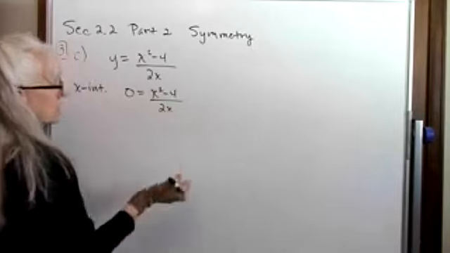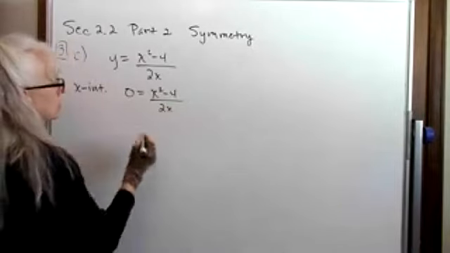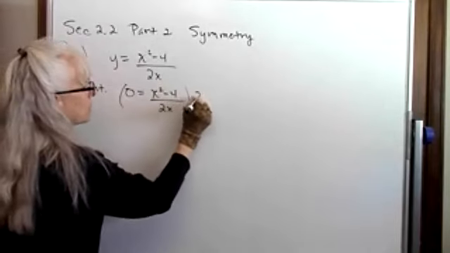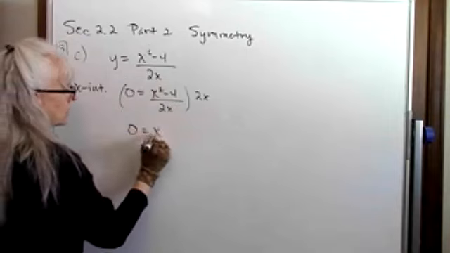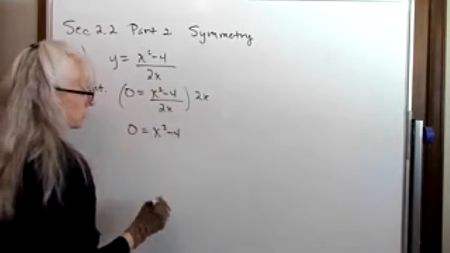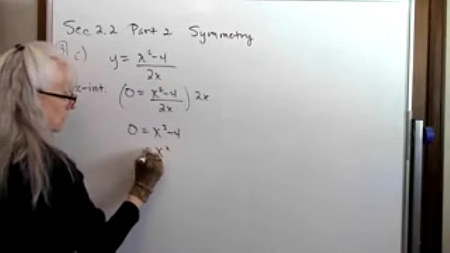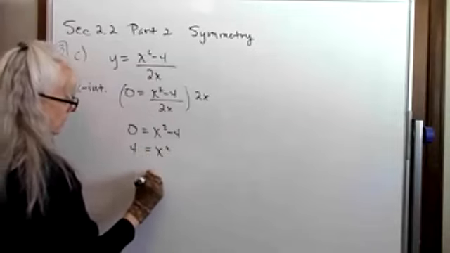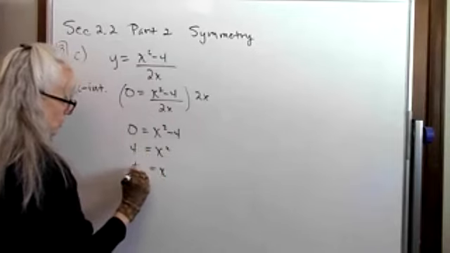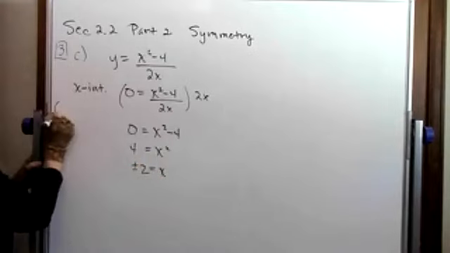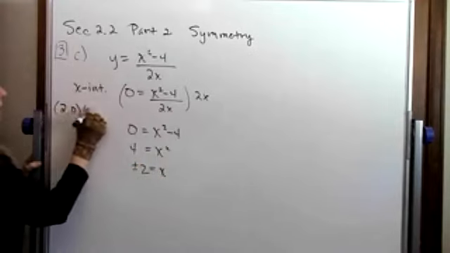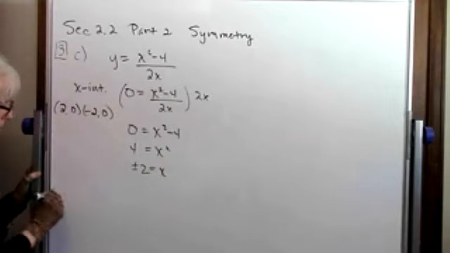We didn't do a lot of these yet, but we can solve a fraction. We're going to multiply everything by the common denominator, which is 2x. 2x times 0 is 0, and that's just going to give me x squared minus 4. So x squared equals 4, and then x is equal to plus or minus 2. So we're starting to think about how that's impacting our symmetry. We have a positive 2, 0 and a negative 2, 0.